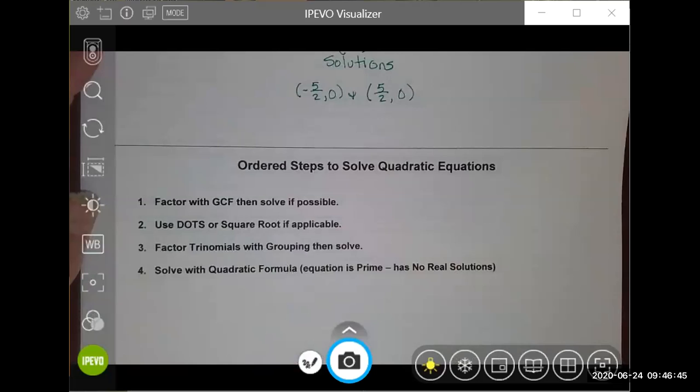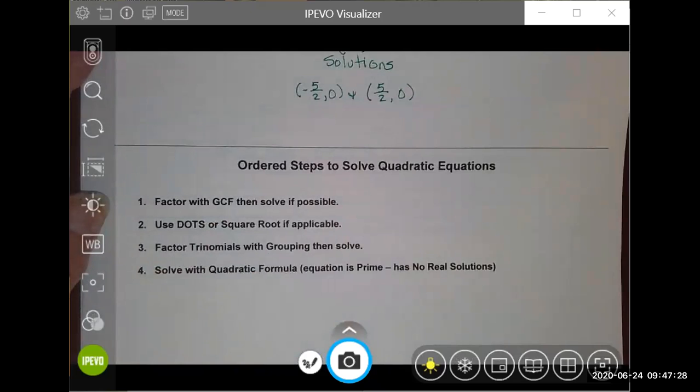I wanted to just real quick before we leave, talk about some general steps when you are asked to solve a quadratic equation. It is always, always easiest if you look for a GCF first. Just make the number smaller, if nothing else. Then ask yourself, can I use difference of two squares, or can I use a square root if applicable? That will be easier than trying to do full grouping. If I have a trinomial, then use your grouping to solve it, because I guarantee you'll make fewer mistakes and it will be less time intensive than our only other option, which is to solve with a quadratic formula. This is considered an equation that is prime, doesn't have nice solutions, and it is the method I use as a last resort.